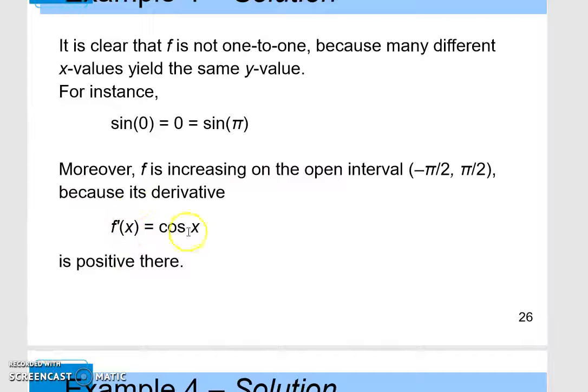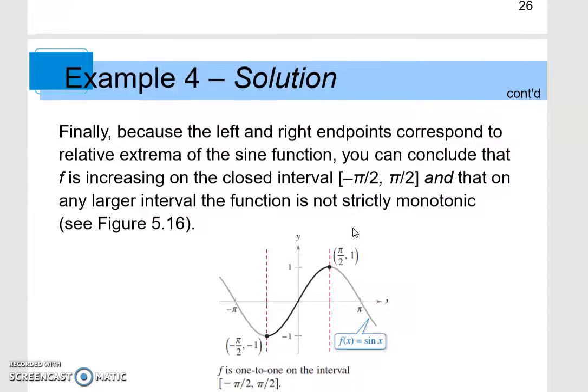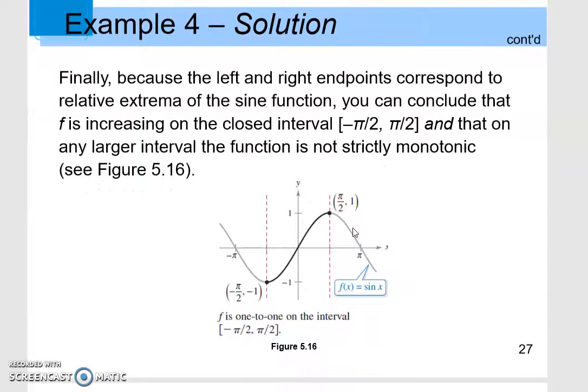Remember, the derivative of sine x is cosine x, and so cosine of x is always positive on this interval. You can think about it with the unit circle: you're looking at the first half of the unit circle, and cosine is always positive on that side. So the left and right endpoints correspond to relative extrema of the sine function. You can conclude that f is increasing on the closed interval minus pi over 2 to pi over 2, and that on any larger interval the function is not strictly monotonic.